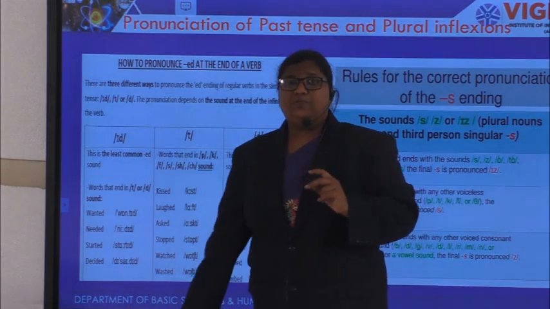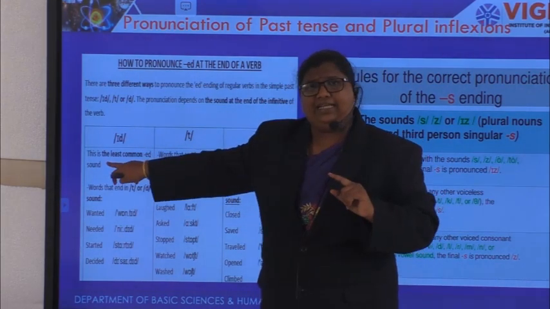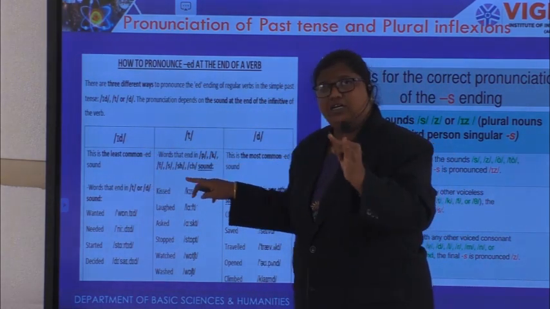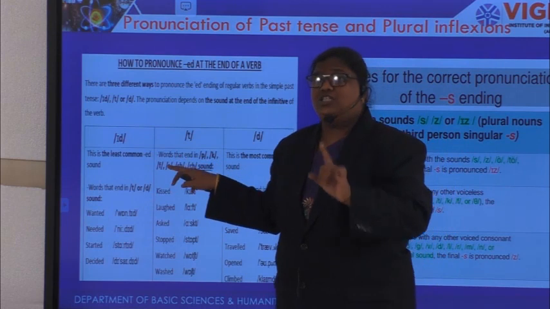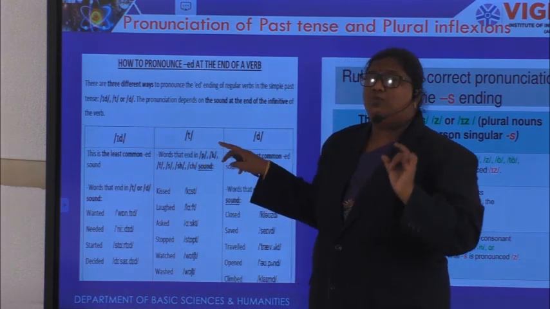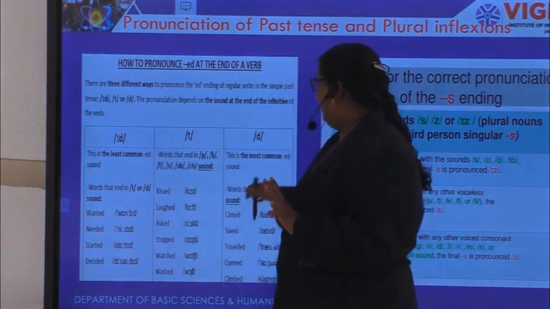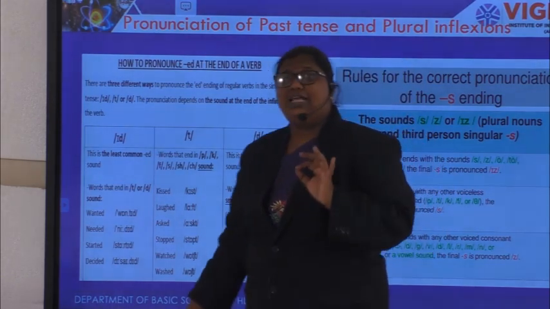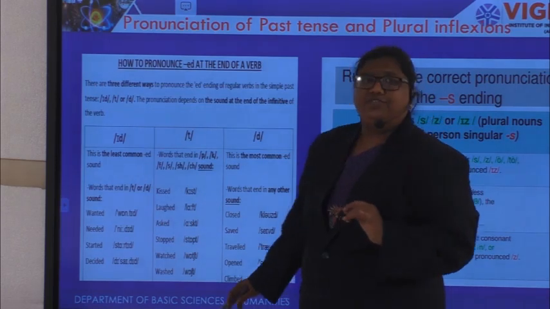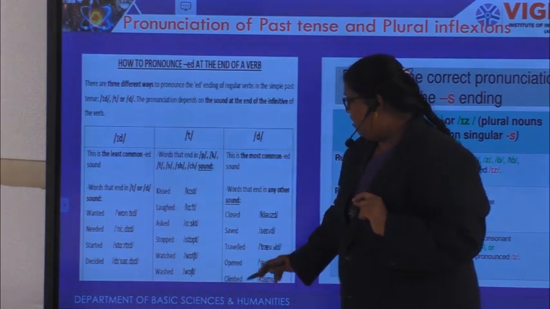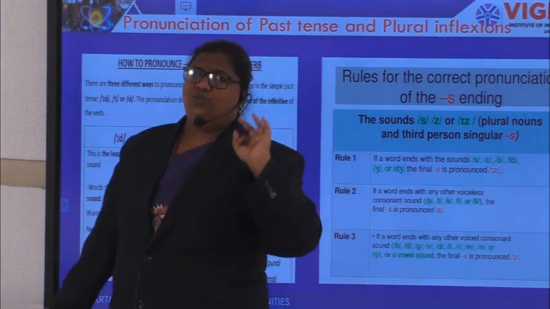So if any verb ends with p, k, f, s, sh, ch, the ed after that regular verb has to be pronounced as t. Excluding these 8 sounds, for the rest of all the sounds you need to pronounce it as d. Like for example, closed, saved, traveled, opened, climbed, like that. Is it clear? So these are the 3 rules.